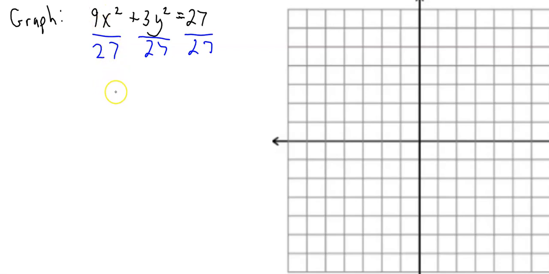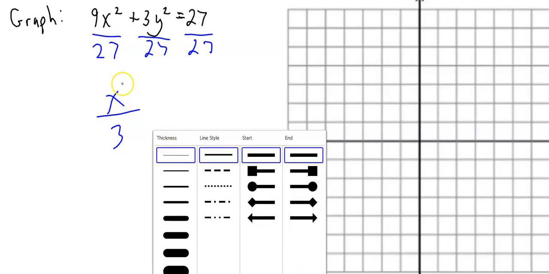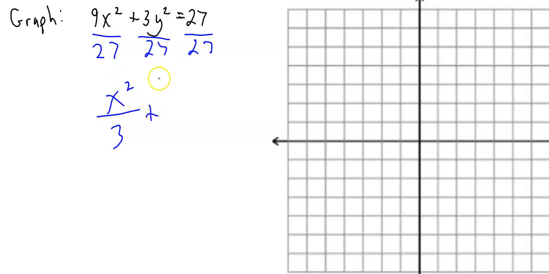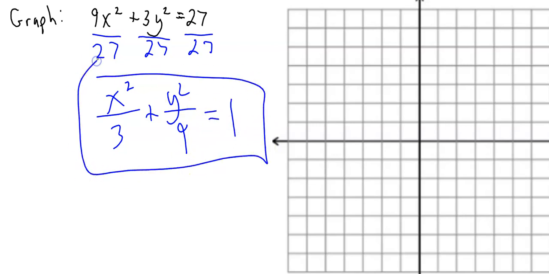9 over 27 is 1/3, so x squared over 3 plus, 3 divided by 27 is 1/9, so y squared over 9 equals 1. So we have our ellipse. So that's our ellipse equation.